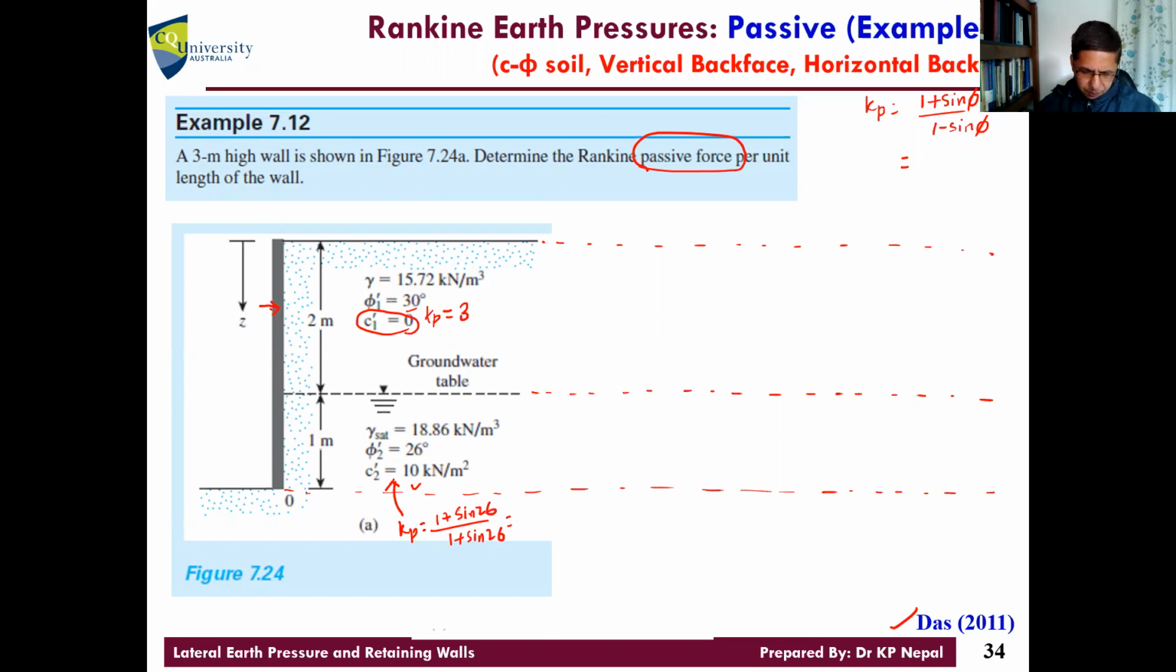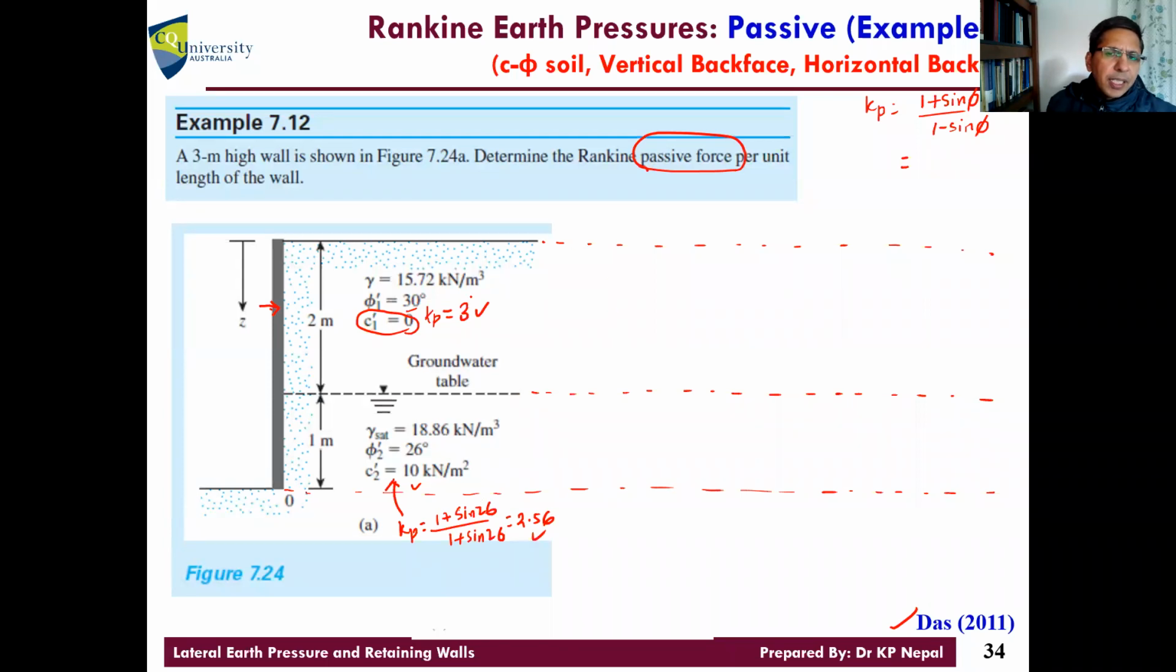So (1 + sin 26) / (1 − sin 26) equals 2.56. Is that correct? Yes. So this is Kp of 3, very easy, and that is 2.56. We already calculated the coefficients now. Let's draw the pressure diagram now.